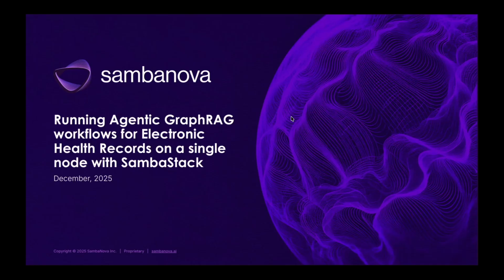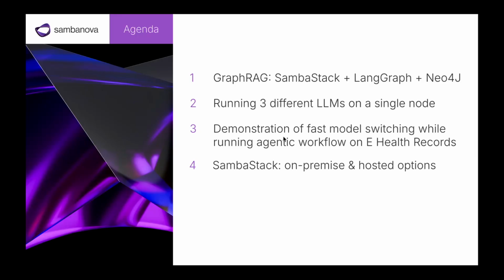Hi, I'm Varun Krishna, and in this video, I'm going to show you how you can run an Agentic GraphRAG application for electronic health records on a single node using SambaStack. The GraphRAG application is built using SambaStack, LangGraph, and Neo4j. The agents in the LangGraph workflow use 3 different LLMs, and I'll show you how they can be run on a single node. You'll see fast model switching as agents invoke those 3 models in a workflow that queries electronic health records. And finally, we look at the 2 options for running SambaStack.